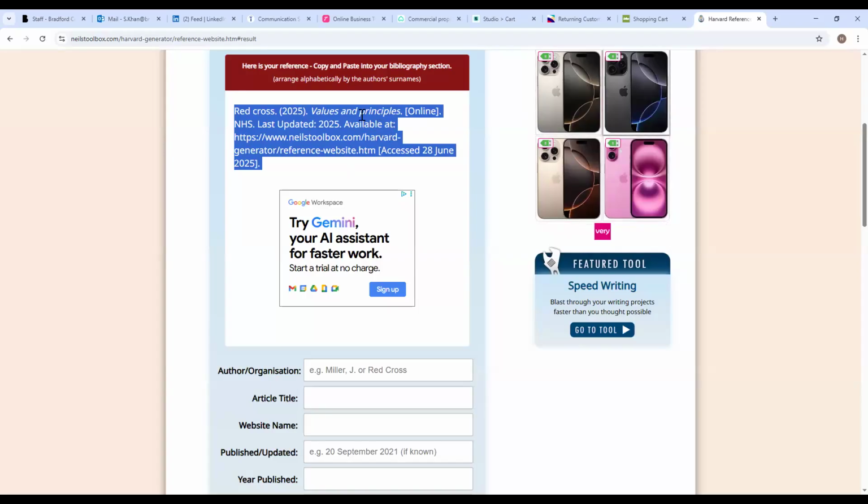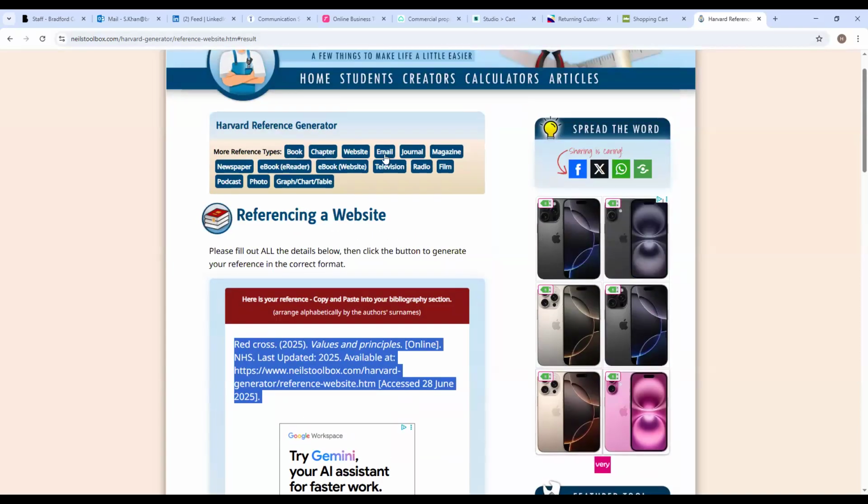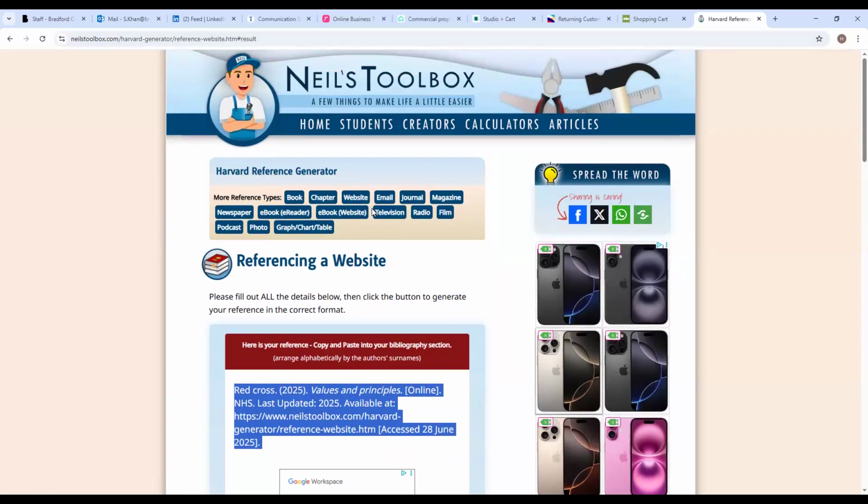Okay, so with these references, you can reference books, chapters, websites, journals, magazines, ebooks, anything you need to. So use it for all your assignments. It's good if you have another one. There are other ones you could use, but use this one as well, okay? Has anyone got any questions? Let me just go back onto the slides.